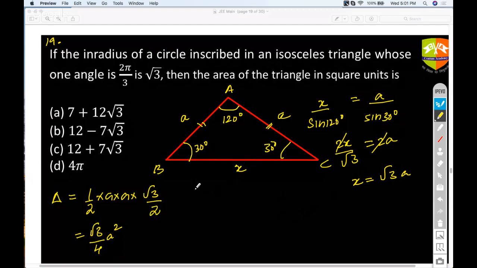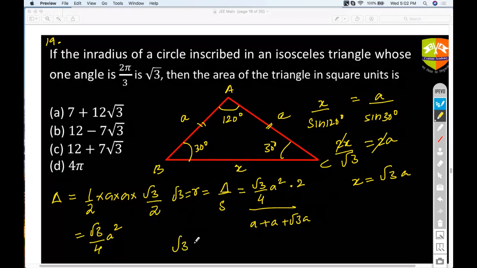Now, what is inradius? Inradius is given as delta by s. So delta you already have, root 3 by 4 a square. S is nothing but the semi-perimeter. Semi-perimeter will be a plus root 3a by 2. So by 2 means 2 will go up. Correct? And this r value is given to us as root 3. So root 3 is going to be root 3 by 2a over 1 plus root 3. So root 3 goes off. So a is going to be 2 plus 2 root 3.